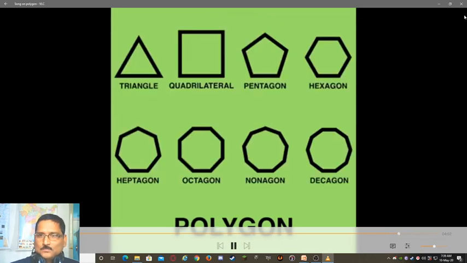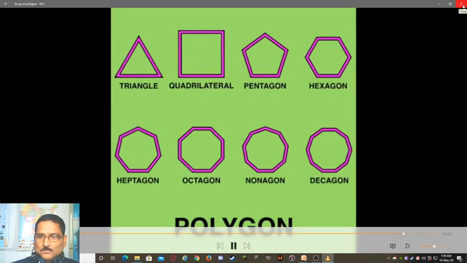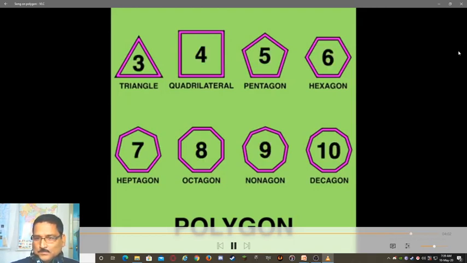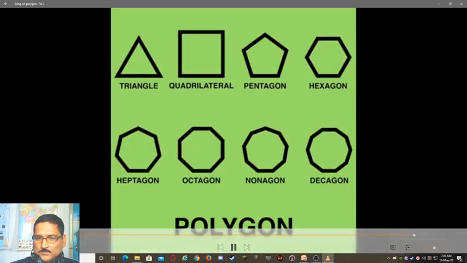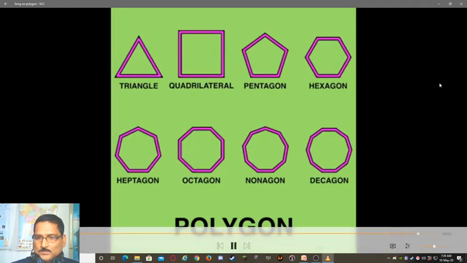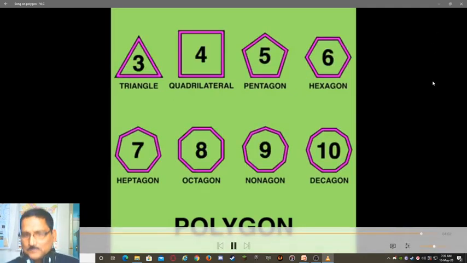A polygon is a shape with lines that connect. The number of sides tells us the name of the shape. A polygon is a shape with lines that connect. The number of sides tells us the name of the shape.